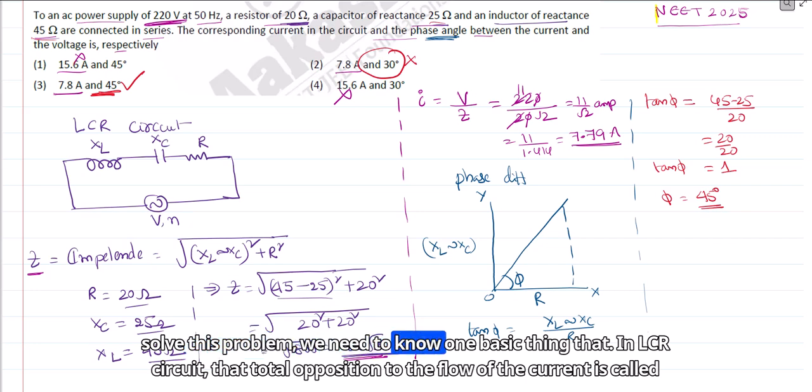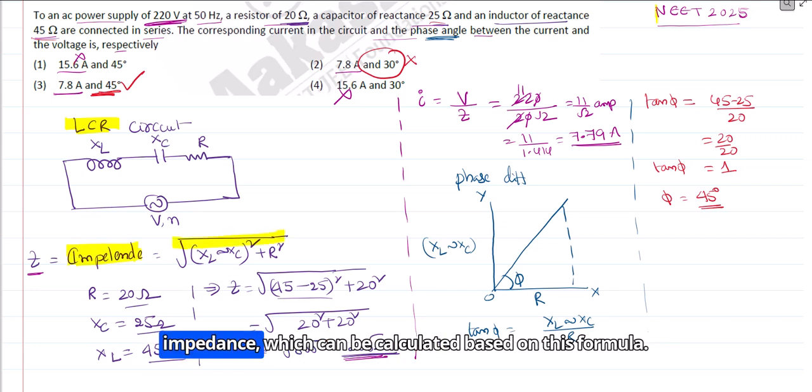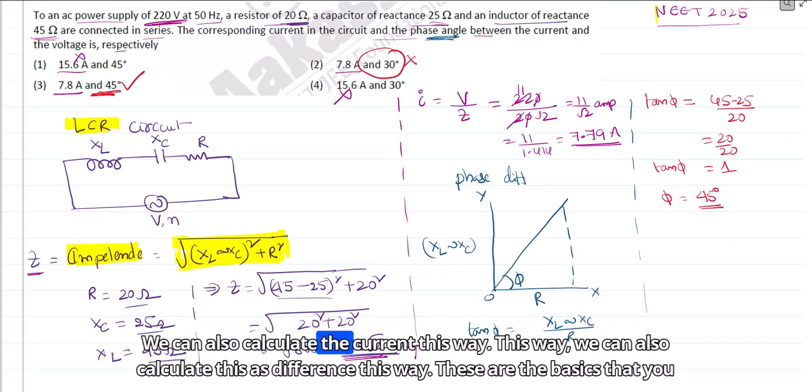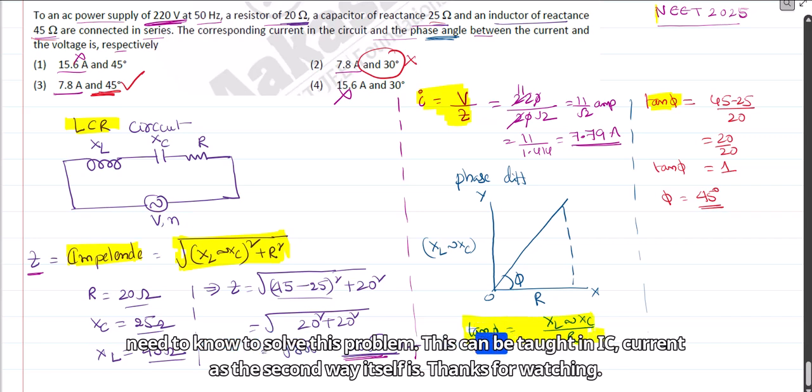To solve this problem, we need to know one basic thing: in an LCR circuit, the total opposition to the flow of the current is called impedance, which can be calculated based on this formula. We can also calculate the current this way, and the phase difference this way. These are the basics that you need to know to solve this problem. This is taught in AC current in the second year syllabus.